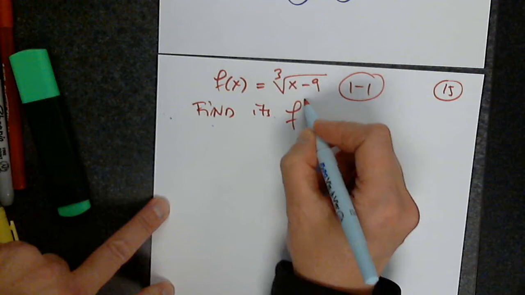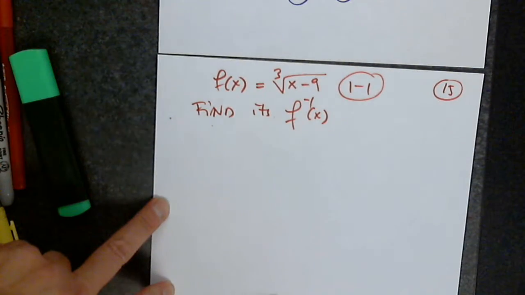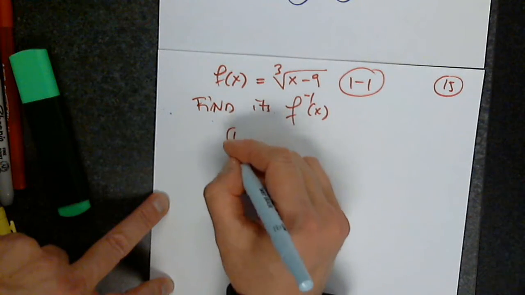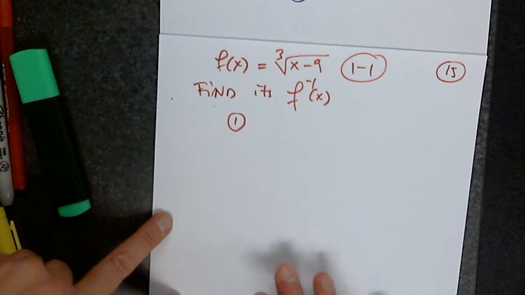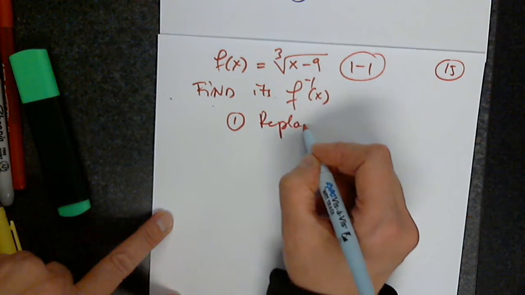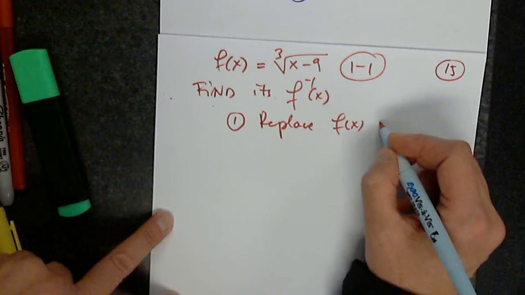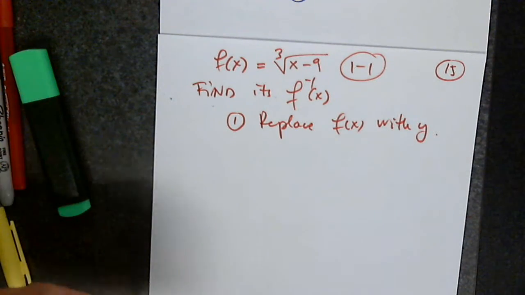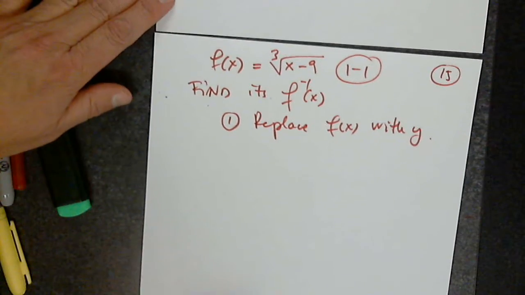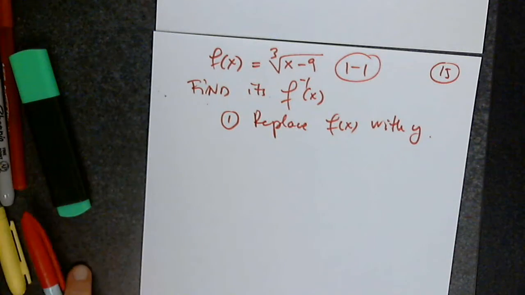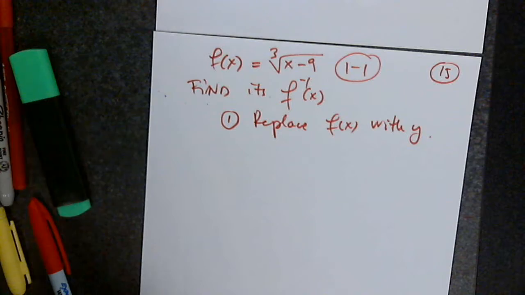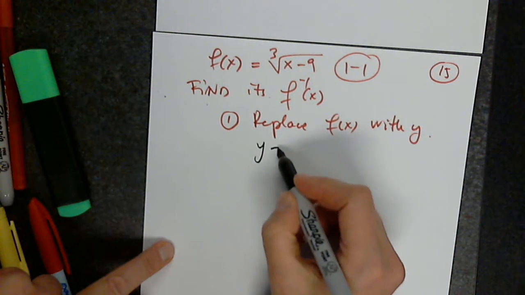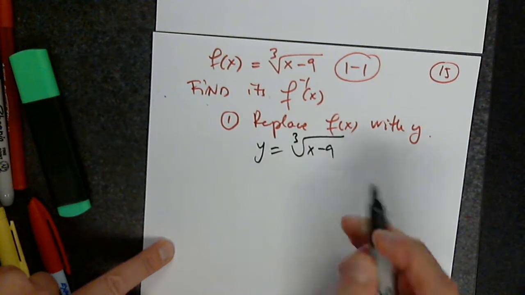Okay. So it's one-to-one. Find its f inverse. Step 1. Replace f of x with y. Am I allowed to do that? Are these two, f of x and y, the same? Of course they are the same. Good. So then I write y equals the cube root of x minus 9.